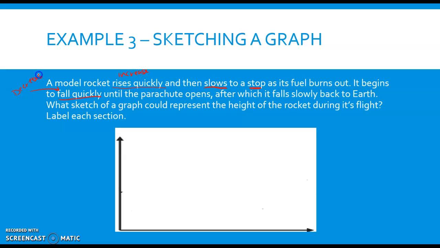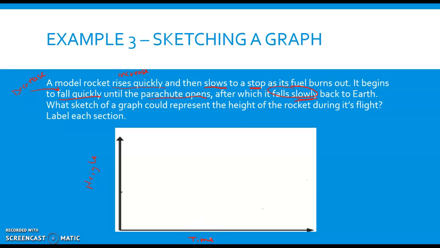Until the parachute opens. That's going to be important information. After which it falls slowly, slowly being the key word there, back to Earth. So what sketch of the graph could represent the height of the rocket during its flight, and then label each section? So we know our y value is going to be our height, and then our x value is going to be time.